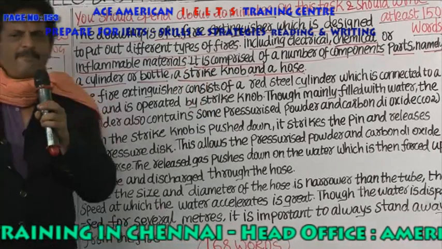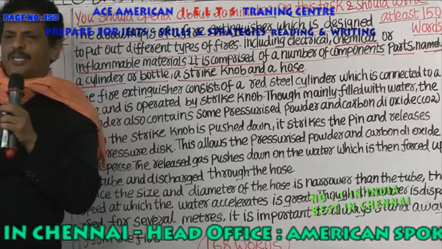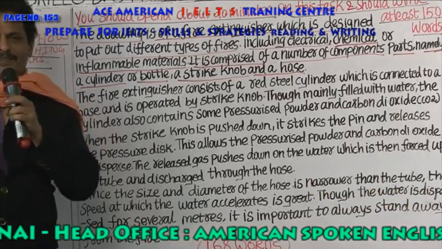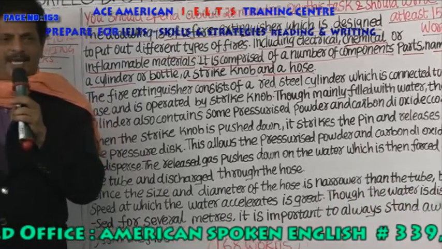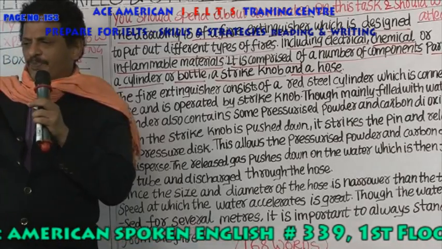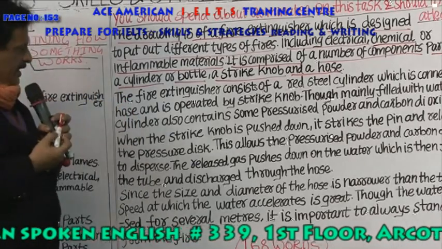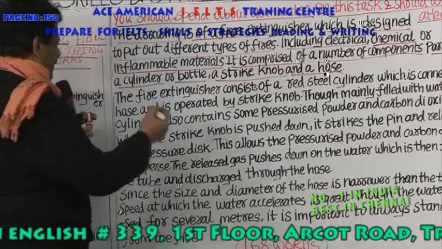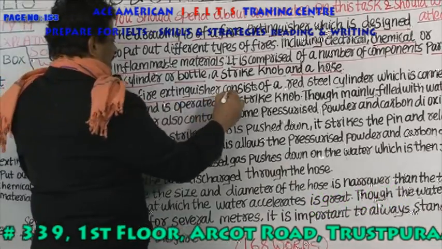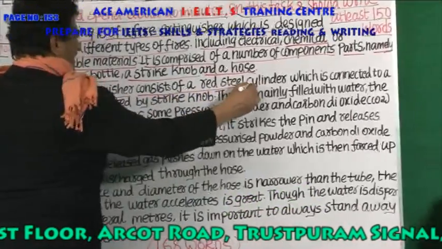The first paragraph you say what the product is. You say what the functions of the product are. Number third, what it consists of. The first paragraph you are finishing off. Now coming here to the second paragraph. The fire extinguisher consists of a red steel cylinder.